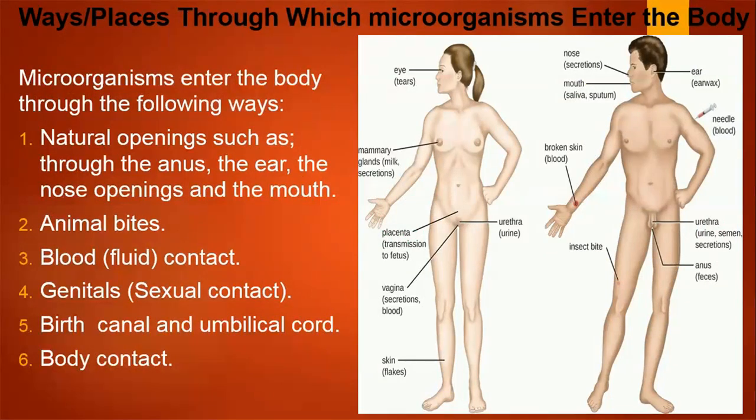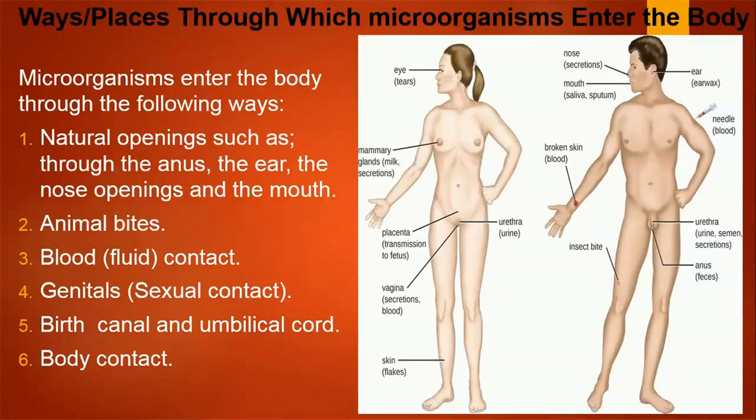Ways or places through which microorganisms enter the body. Microorganisms can enter the body through different routes or channels, such as number 1, natural openings. Certain natural openings, such as the anus, the ear, the nose opening, the mouth, are channels through which microorganisms can enter the body. Number 2, animal bites. When some animals bite, they can transmit microorganisms from themselves to a person, or from one person to another. Then 3, blood contact. When blood of an infected person gets in contact with someone that is not infected, such a person can get infected by the microorganisms in it.